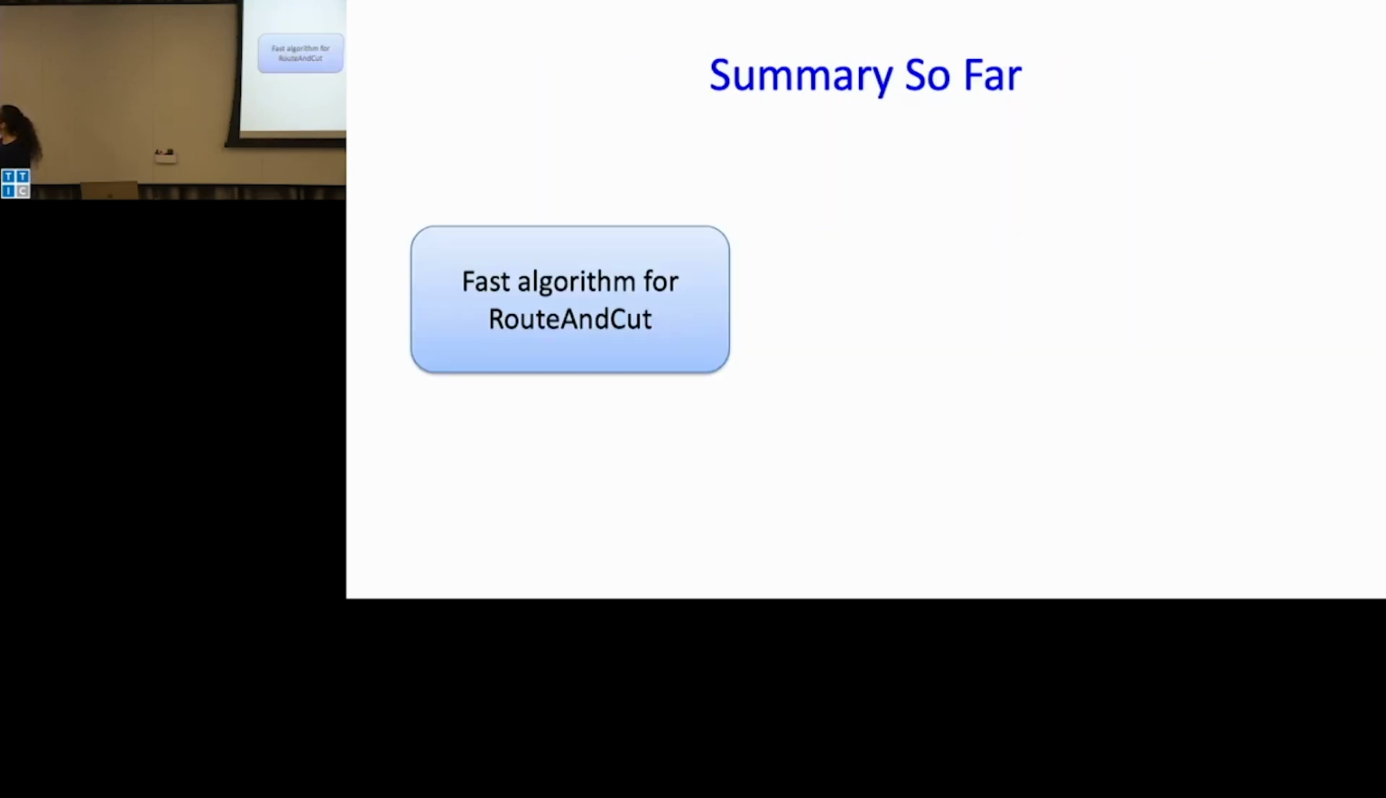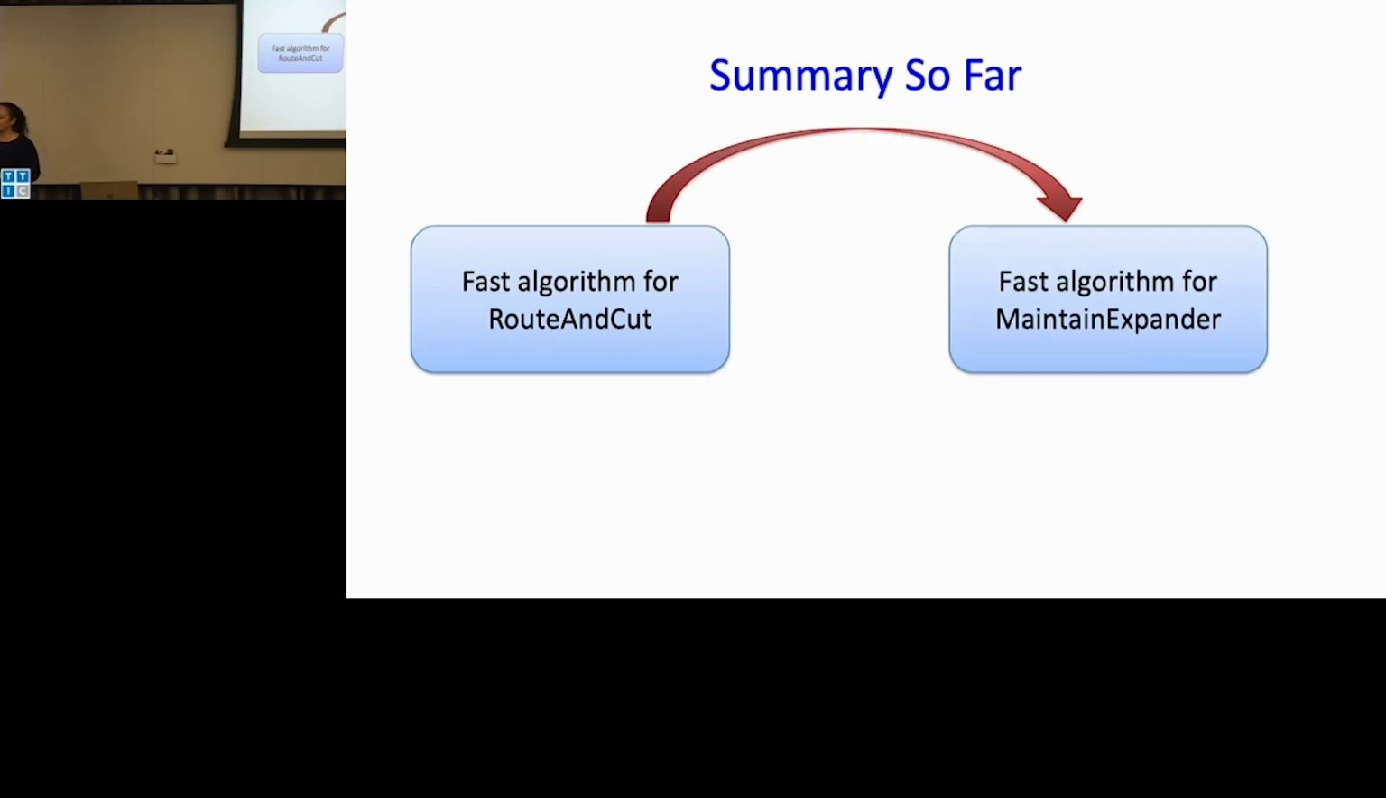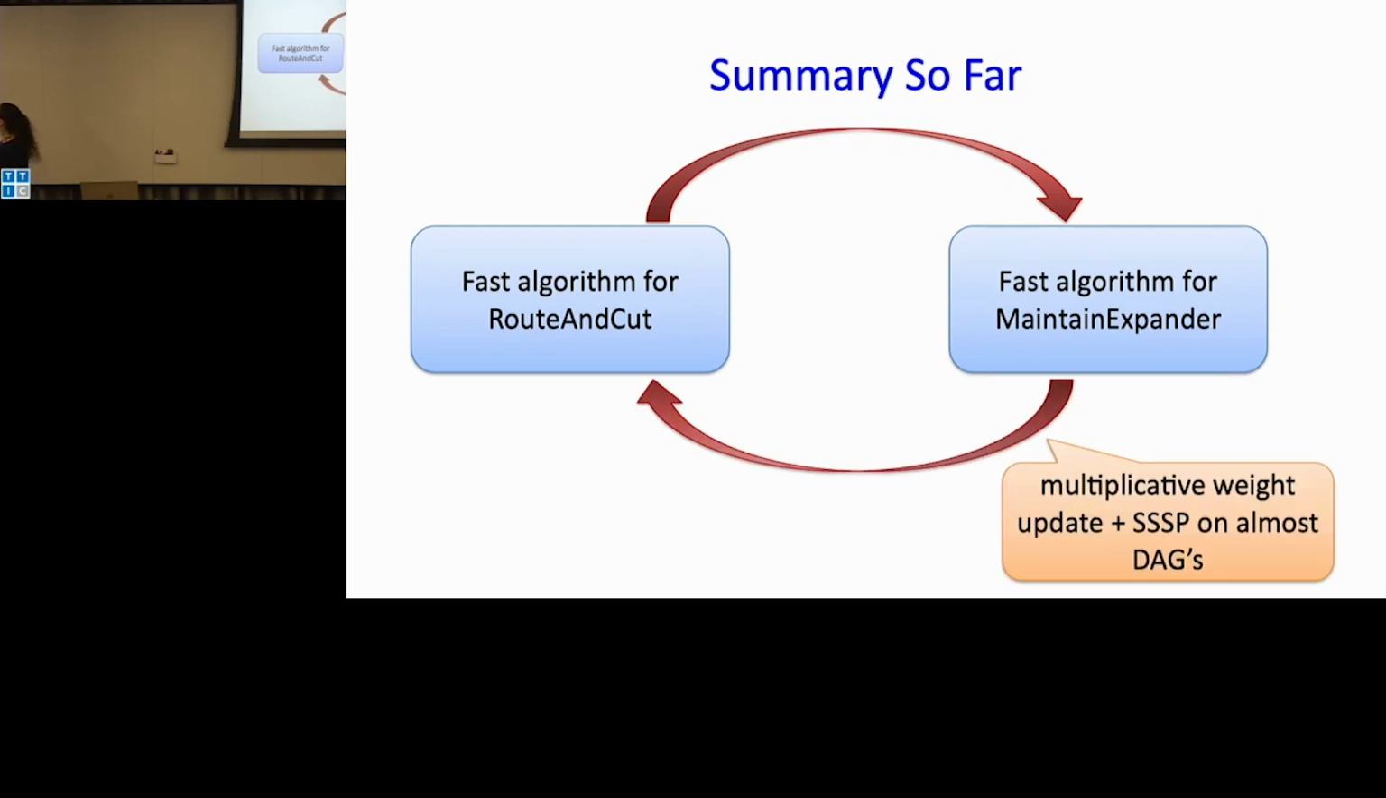So in other words, if you get a fast algorithm for route and cut, in the stock paper we notice that you can then get a fast algorithm for maintain expander. And in the other direction, it's also true. We have seen this already from the soda paper. You just use multiplicative weight update and SSSP almost dance.